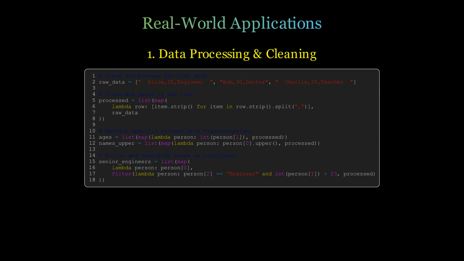This example processes CSV-like data by stripping whitespace and splitting on commas. We extract specific columns with type conversions, like converting age strings to integers. Complex filtering finds senior engineers by combining job title and age criteria.